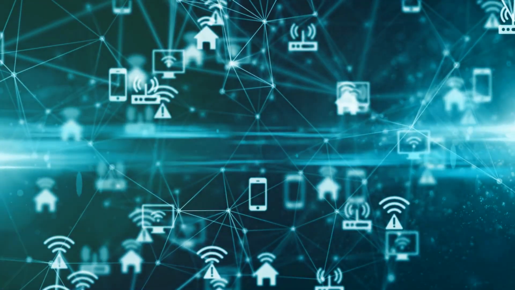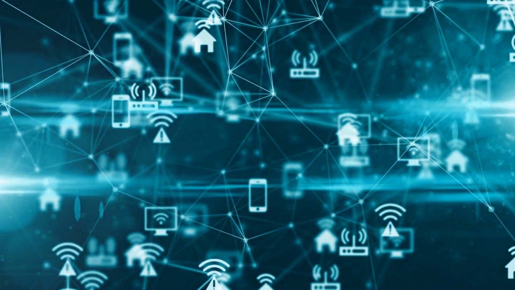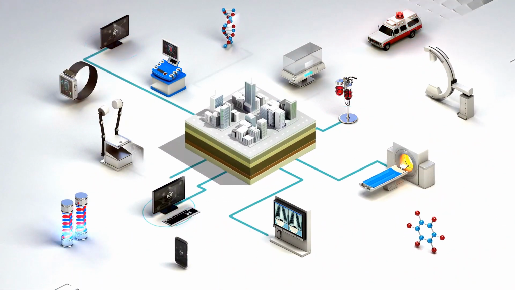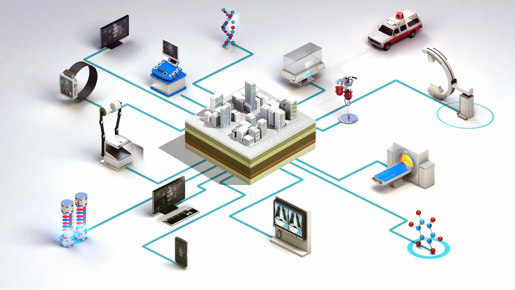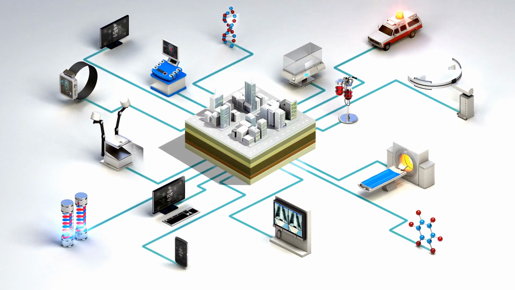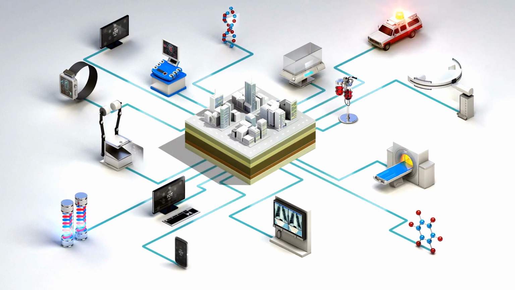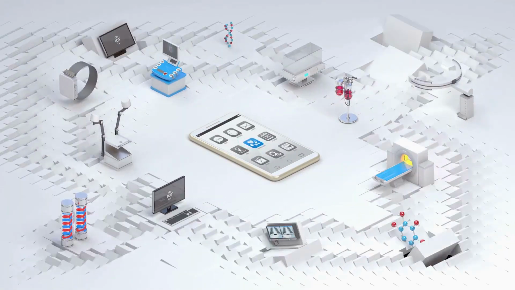Here's a simplified explanation of the key components. 1. The perception layer. This is the bottom layer where physical devices and sensors are located. 2. The network layer. The network layer is responsible for transmitting the data collected by sensors to the cloud or other processing units, and can include communication protocols like Wi-Fi, Bluetooth, Zigbee, or cellular networks.